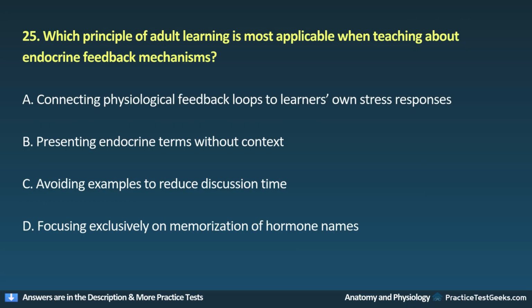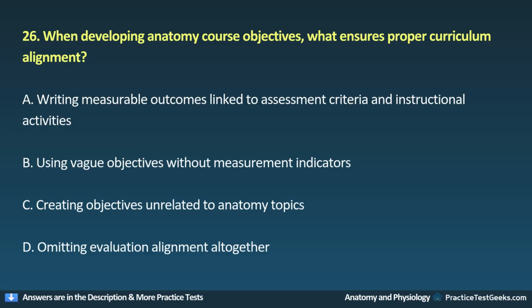25. Which principle of adult learning is most applicable when teaching about endocrine feedback mechanisms? A. Connecting physiological feedback loops to learners' own stress responses. B. Presenting endocrine terms without context. C. Avoiding examples to reduce discussion time. D. Focusing exclusively on memorization of hormone names.